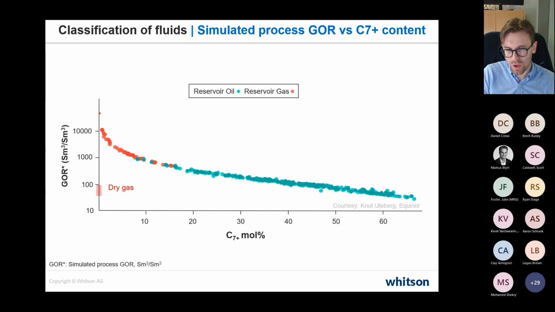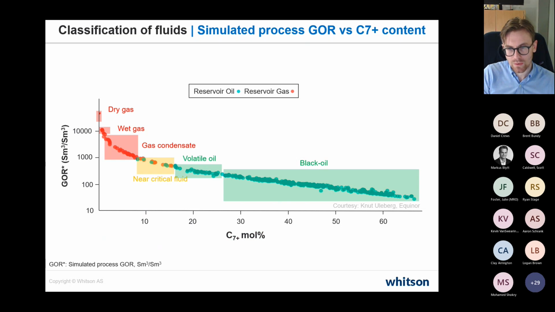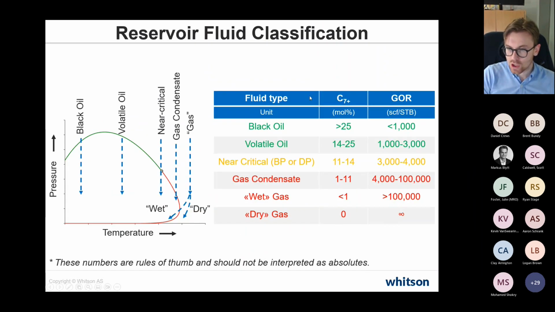This is again just rule of thumb bracketing. You know, a dry gas should probably not even have any C7 plus, but here we are. You can kind of bracket it into two different regions here. We made this into a little nice table if you're interested in that.